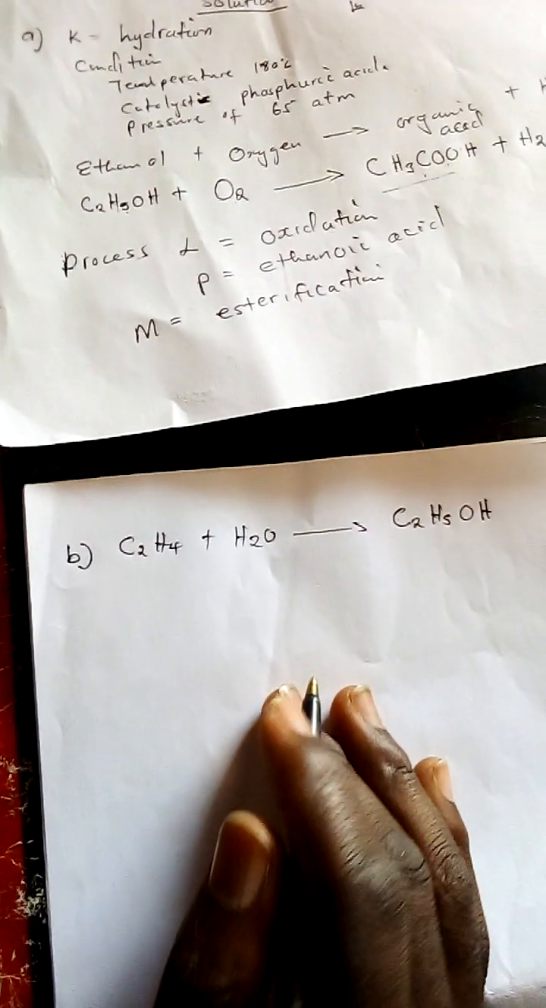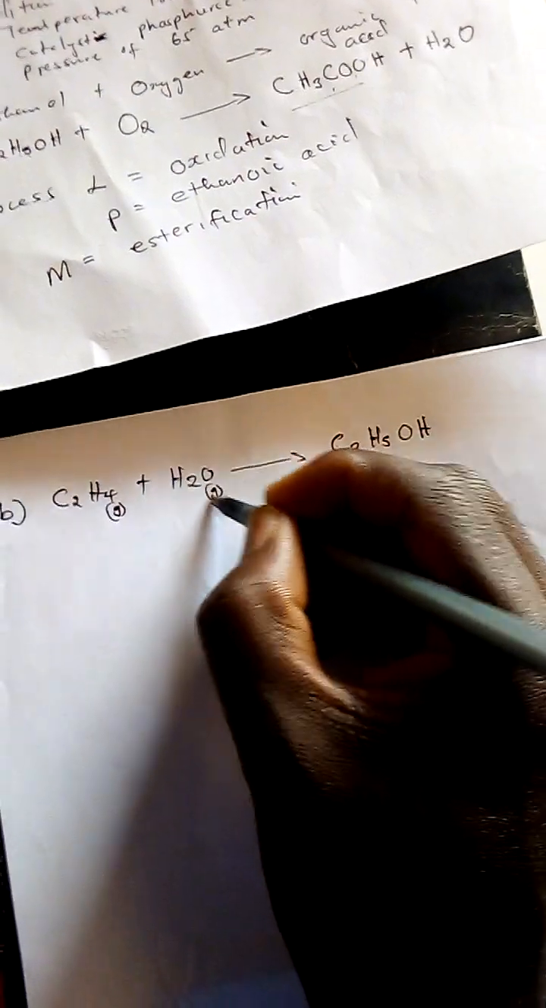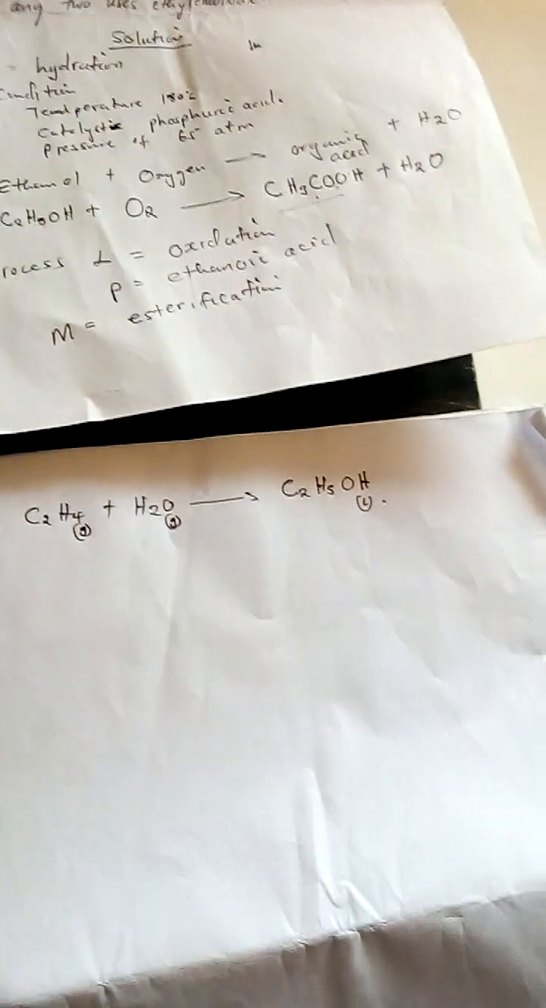And we have said that we should include symbols. So this is a gas, this is also a gas. Then what are we producing? We are producing a liquid there.